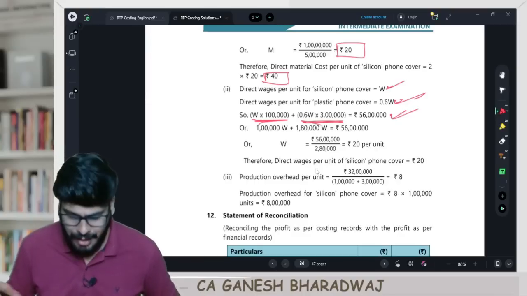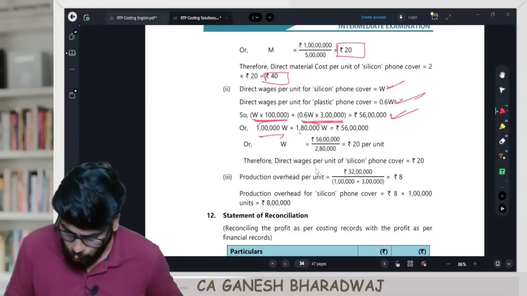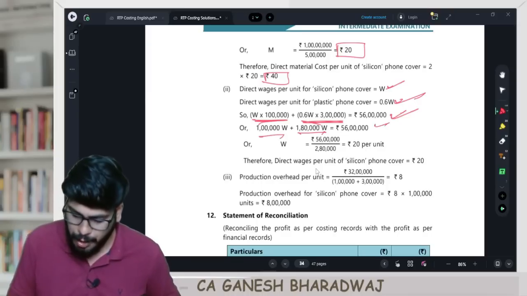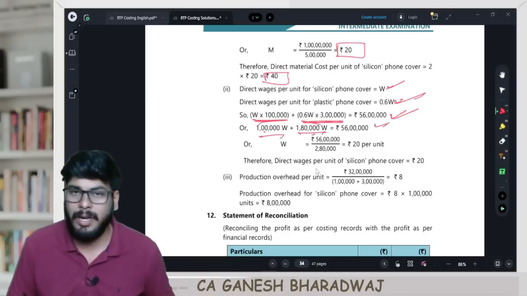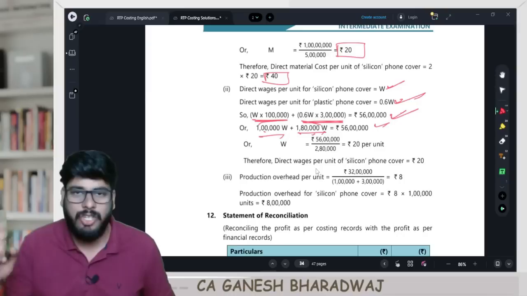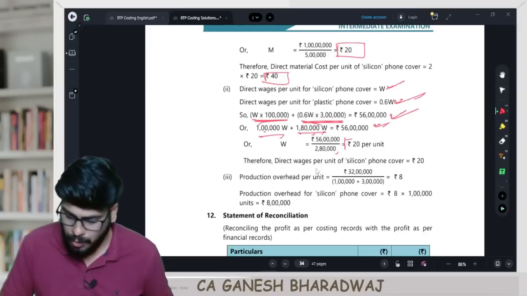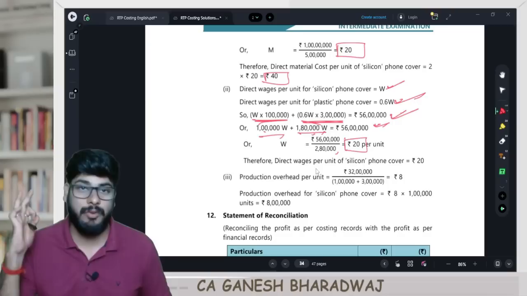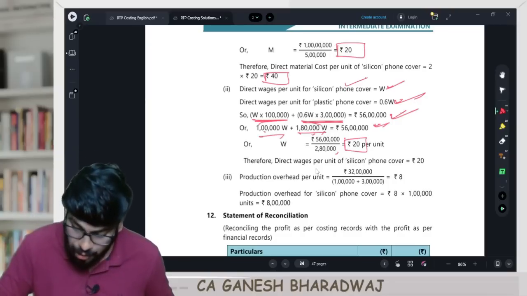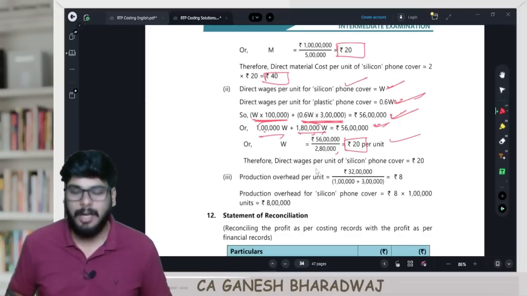So 1 lakh W plus 1,80,000 W is equal to 56 lakh. 1 lakh plus 1,80,000 is 2,80,000. So W is going to be 56 lakh divided by 2,80,000. Once again, the wage cost per unit of silicone phone cover is going to be 20. Are you clear with this?